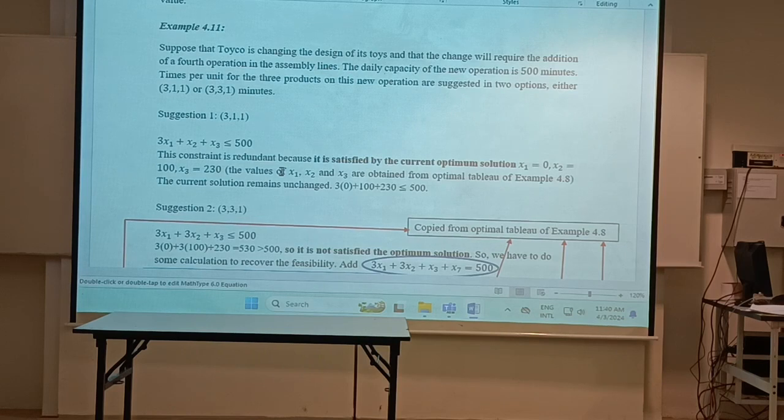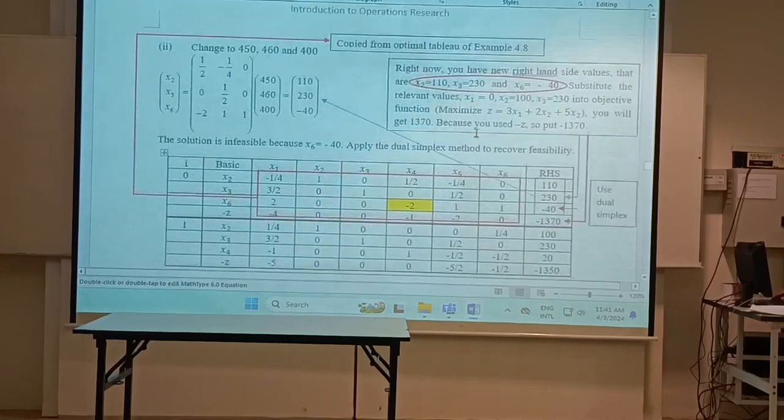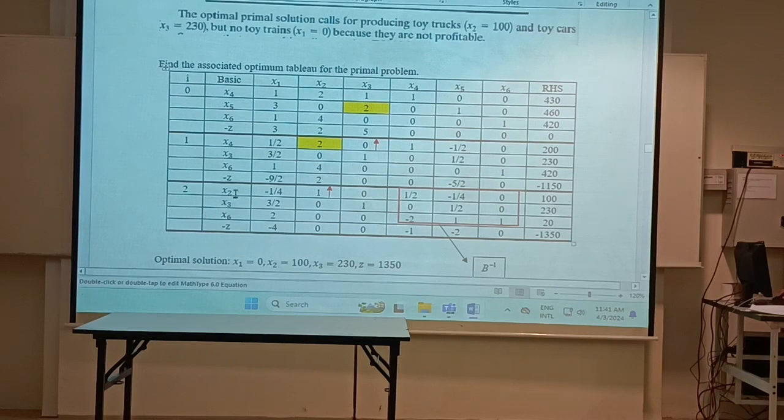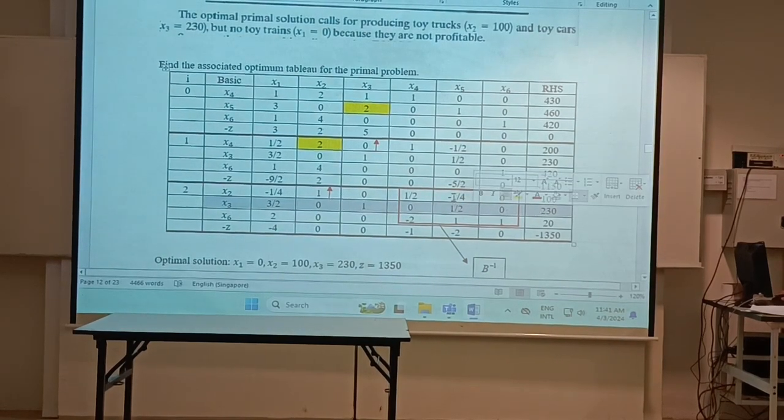Scroll up to example 4.8. See, your x1 equals 0, x2 equals 100, x3 equals 230. You can get it from an optimal table. This is your optimal table by using the simplex method. Your x1 equals 0, your x2 here is equal to 100, then your x3 here is equal to 230. We get it from here. Okay?